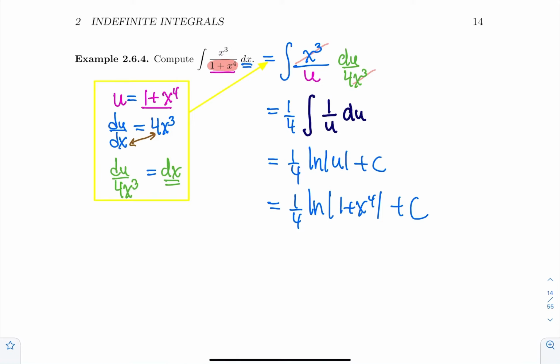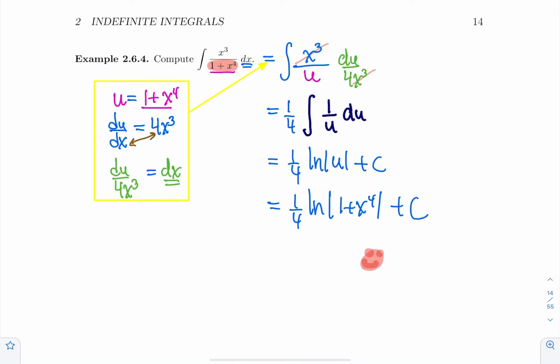Technically speaking, in this example, you could remove the absolute value because 1 plus x to the 4 is always strictly positive. But anyways, if you don't want to worry too much about it, that's the end game for that one. And again here, beautiful exercise, a joyful moment. You want to fill up your Friday nights with excitement.